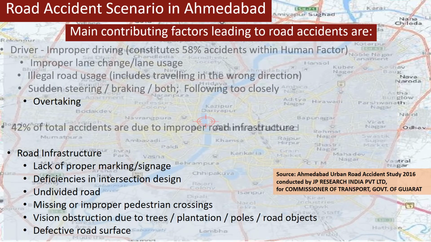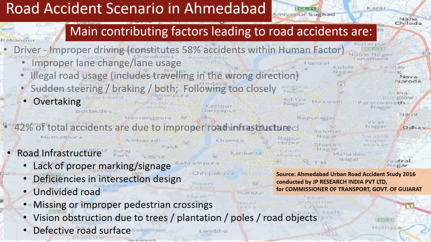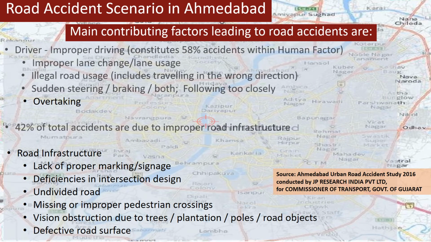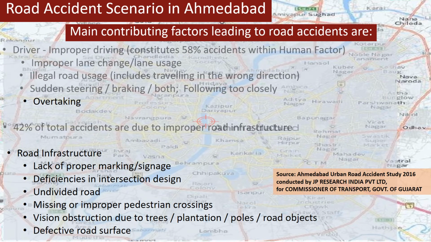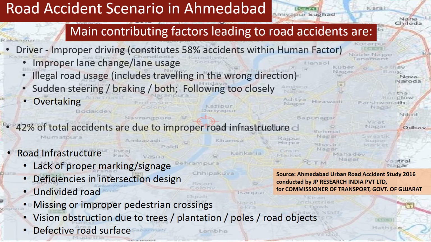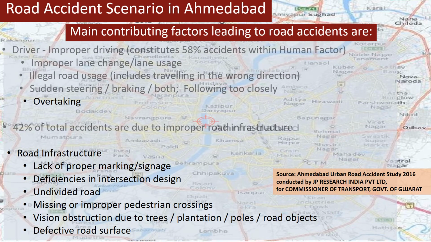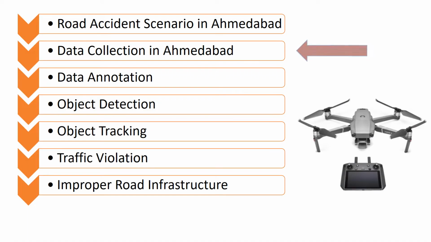58% accidents within human factor are due to improper driving, improper lane change or usage, illegal road usage, including traveling in the wrong direction. 42% of total accidents are related to improper road infrastructure. Let us look at drone-based data collection in the Ahmedabad region.